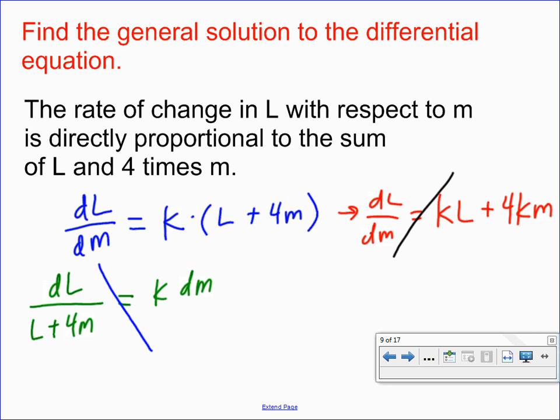So this is an example of a non-separable differential equation, and you won't have to solve that type on the AP Calculus AB exam. So we can't separate through multiplication or division. This means stop. We can't separate the variables through multiplication or division.